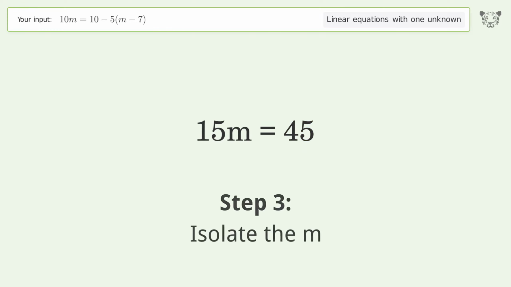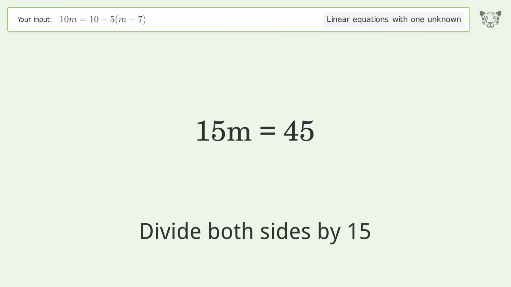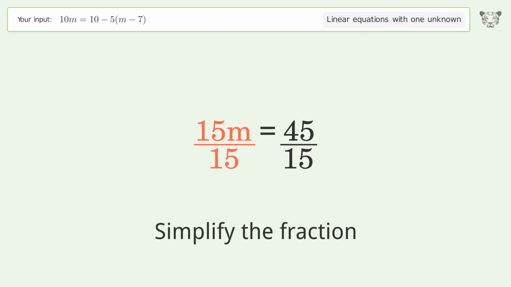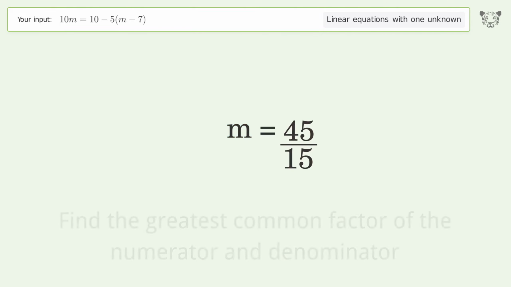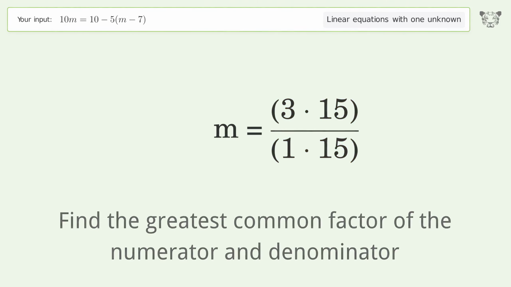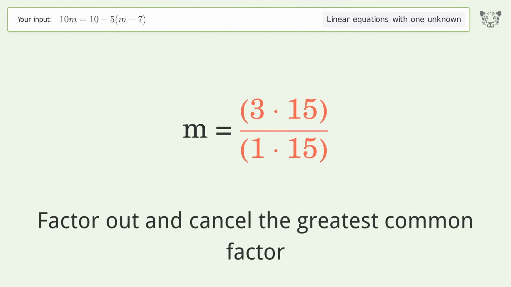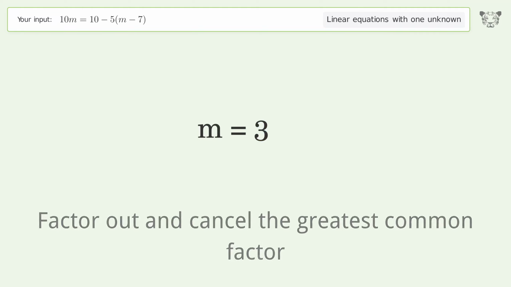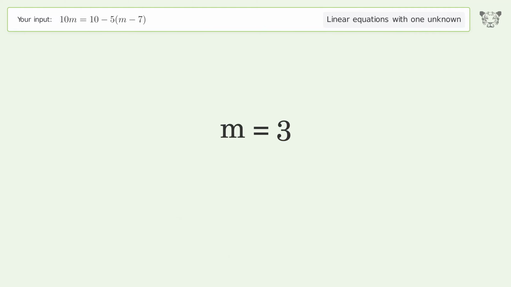Isolate the m. Divide both sides by 15. Simplify the fraction. Find the greatest common factor of the numerator and denominator. Factor out and cancel the greatest common factor. And so the final result is m equals 3.